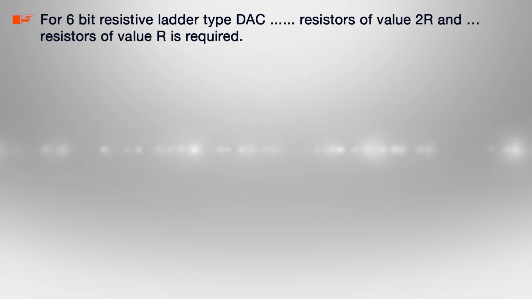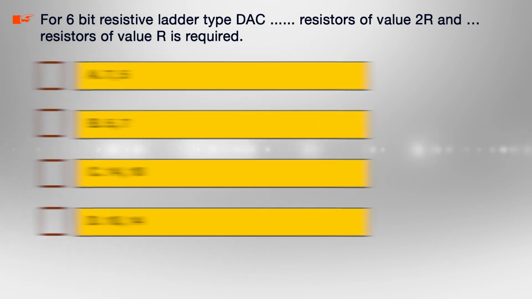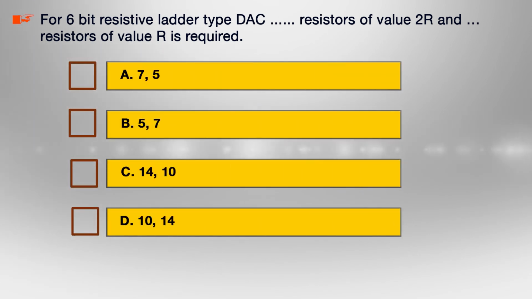For a 6 bit DAC, blank registers of value 2R and blank registers of value R are required. We have learned earlier that in resistive ladder type DAC, for an n bit DAC, we need n plus 1 resistors of value 2R and n minus 1 resistors of value R. In this question, n is equal to 6. So, we need 7 resistors of value 2R and 5 resistors of value R.